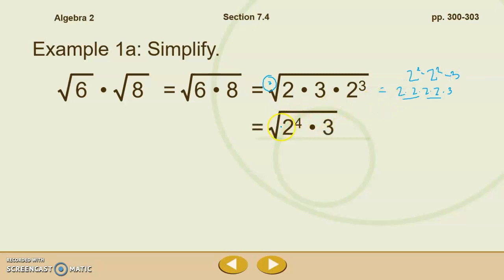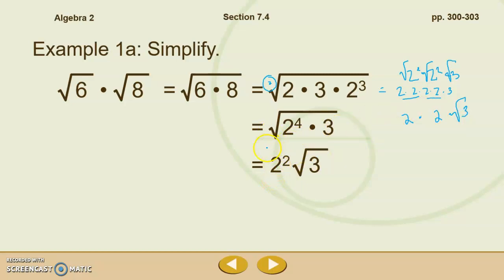The square root of 2 squared, or the square root of 2 to the 4th there, is 2 squared, because I would take the square root of each individual part then. Square root of 2 squared is 2. The square root of 2 squared is 2. And the square root of 3 is square root of 3. So we have 2 times 2, or 2 squared times the square root of 3.